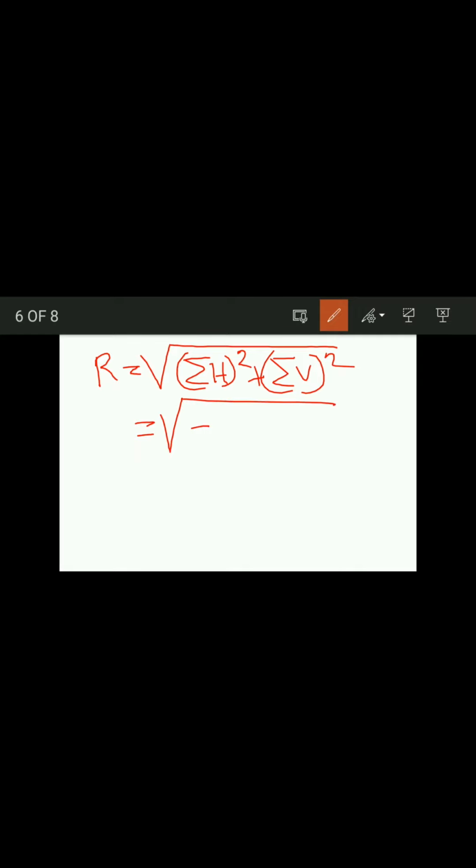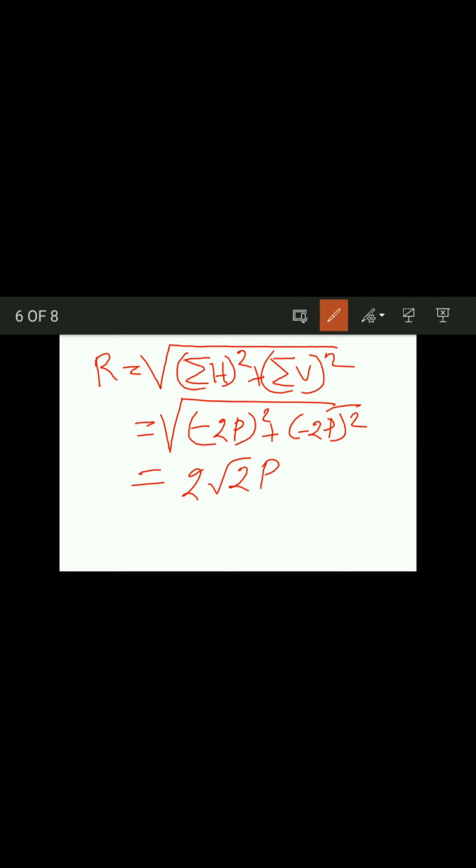Now we know that R will be equal to root over summation of horizontal forces square plus summation of vertical forces square. That will give you minus 2P square plus minus 2P square, so that is 2 root 2 P. So the magnitude of the resultant force is equal to 2 root 2 P.